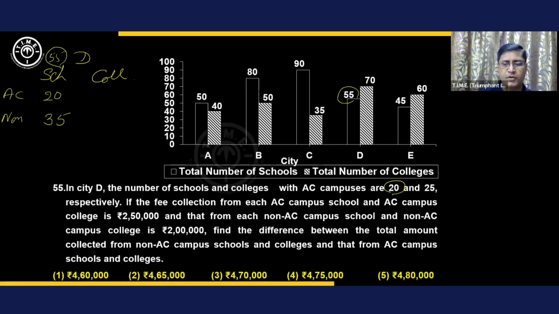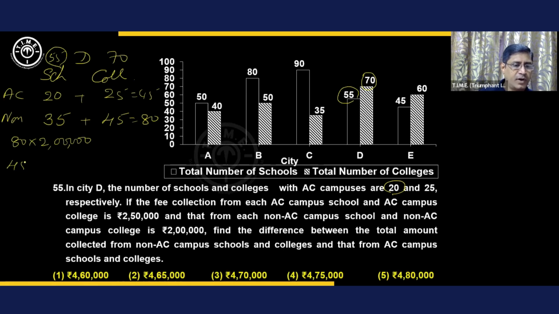Similarly, if you observe the colleges in D, what is the number of colleges here? That is 70. In that 70, AC campus are 25. 25 AC campus means the remaining is equal to 45. What is the total number of AC campus? AC campus is 45. Non-AC campus is equal to how much? It is 80. So what you need to observe? 80 into 2 lakh rupees and 45 into 2,50,000 rupees. The difference of these two values.